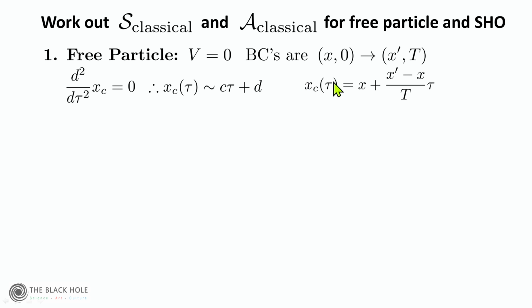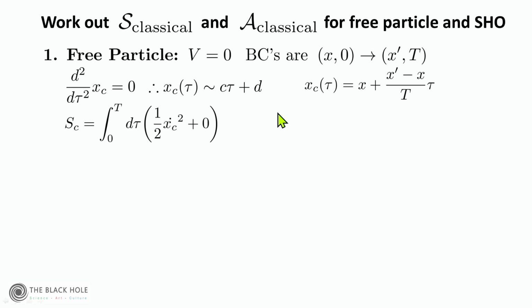When the time is 0, tau is 0, then this goes away, xc is x. When t is tau, then x becomes x prime. And so this satisfies the boundary conditions. Okay, good.